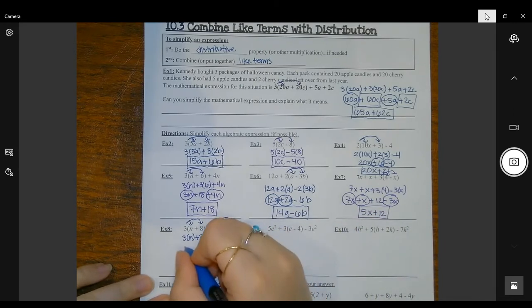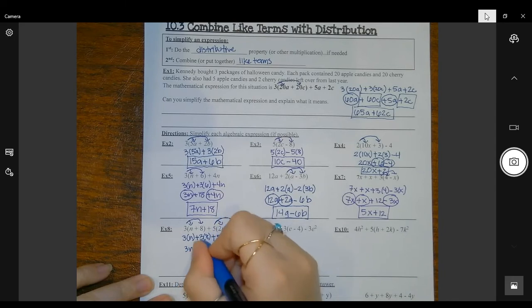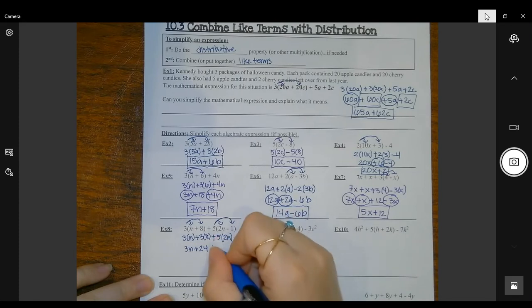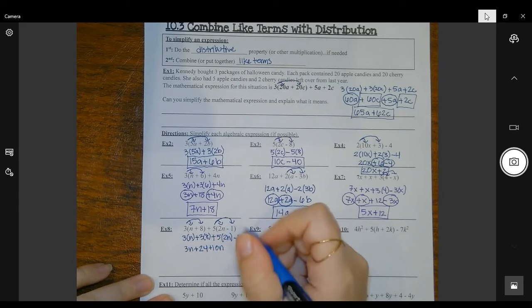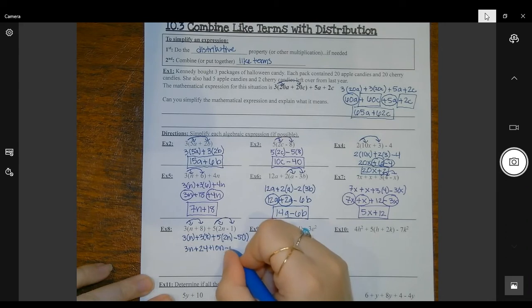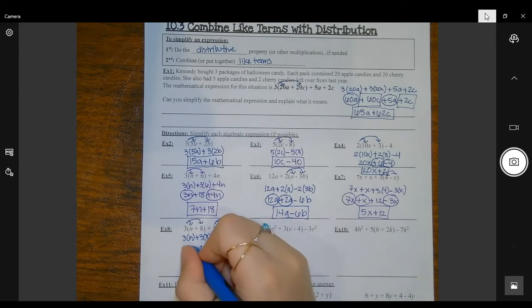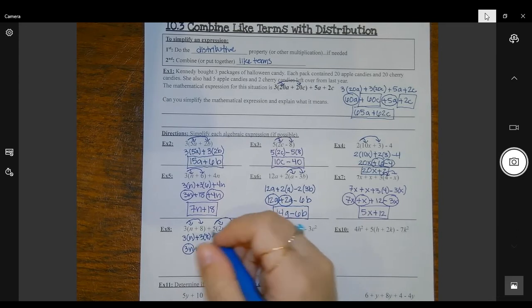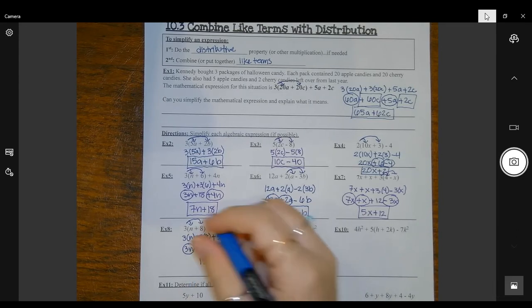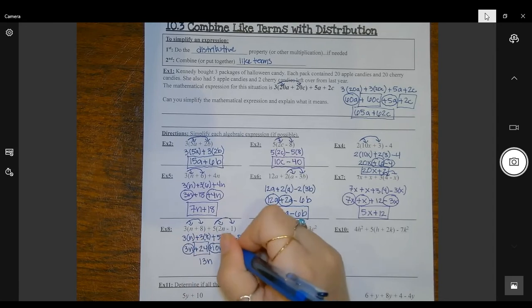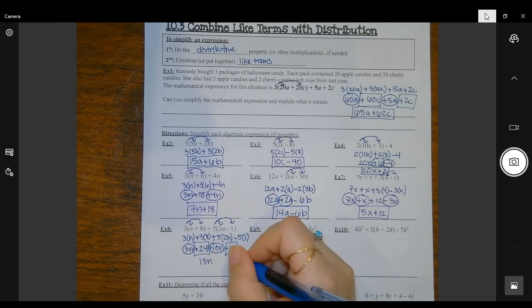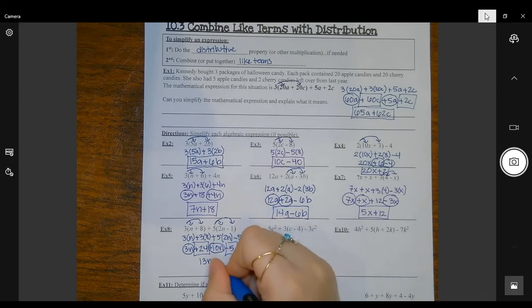3 times n is 3n, plus 3 times 8 is 24. 5 times 2n is 10n. And 5 times 1 is 5. So now you have 3n and 10n. Well, 3 plus 10 is 13n's. And then you have these two constants of 24 and negative 5. Well, 24 minus 5 is 19.